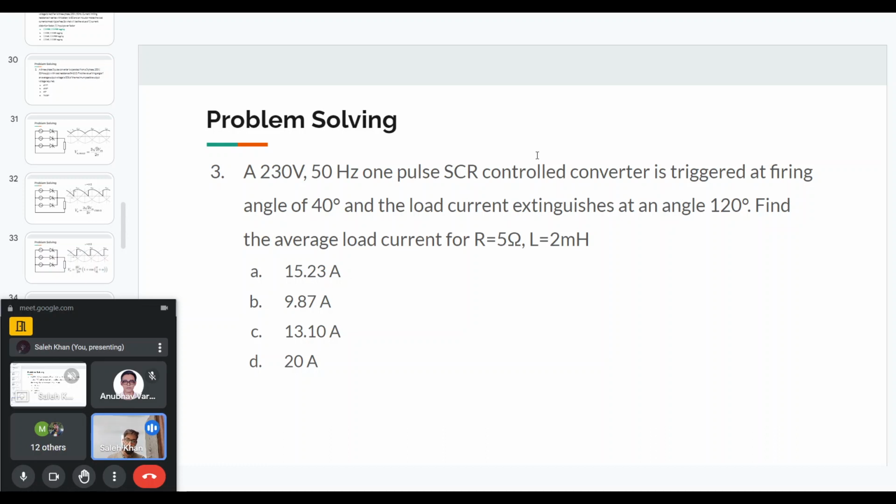The question is saying that it is triggered at a firing angle of 40 degrees and the load current extinguishes at an angle of 120 degrees. So find the average load current, for the resistance and inductance given.